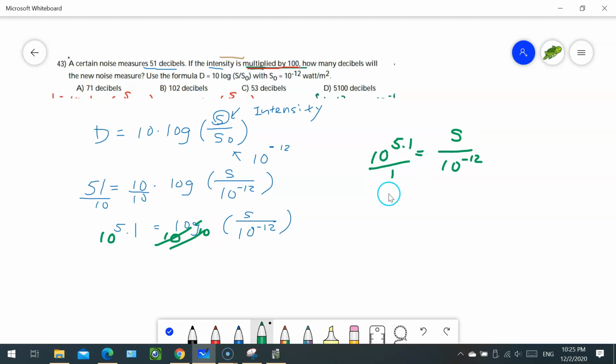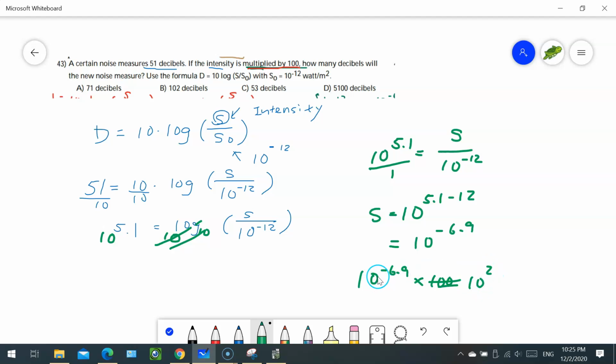Now we want to solve for S. We just cross multiply. So S is equal to 10 to the power 5.1 plus negative 12, which means minus 12. So it turns out it has 10 to the power negative 6.9. This is the intensity. The question tells us to multiply the intensity by 100, so I simply multiply this number by 100, which is 10 to the power 2. So when you have 10 to the power negative 6.9 multiplied with 10 to the power 2, it is equivalent to negative 6.9 plus 2. So you'll have 10 to the power negative 4.9.